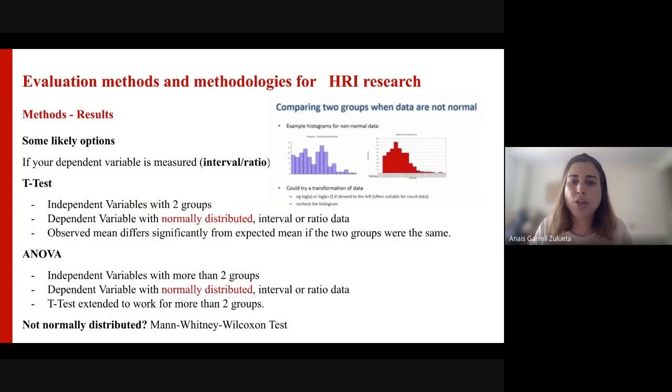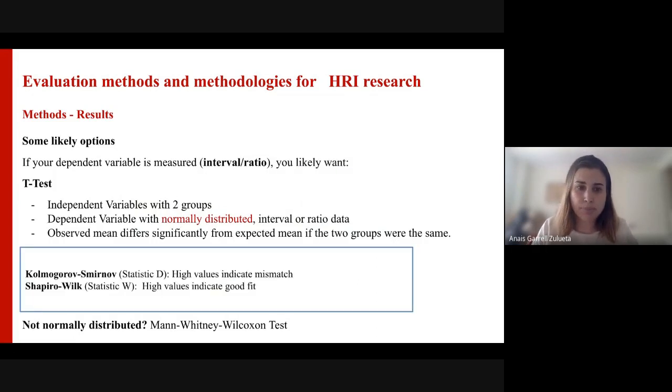But how do we know that our data is normally distributed? Using another test, which is the Mann-Whitney-Wilkinson test that will tell us if our data is normally distributed or not. If it's not, we cannot use the t-test nor the ANOVA. If it is, you are free to use that. Okay.